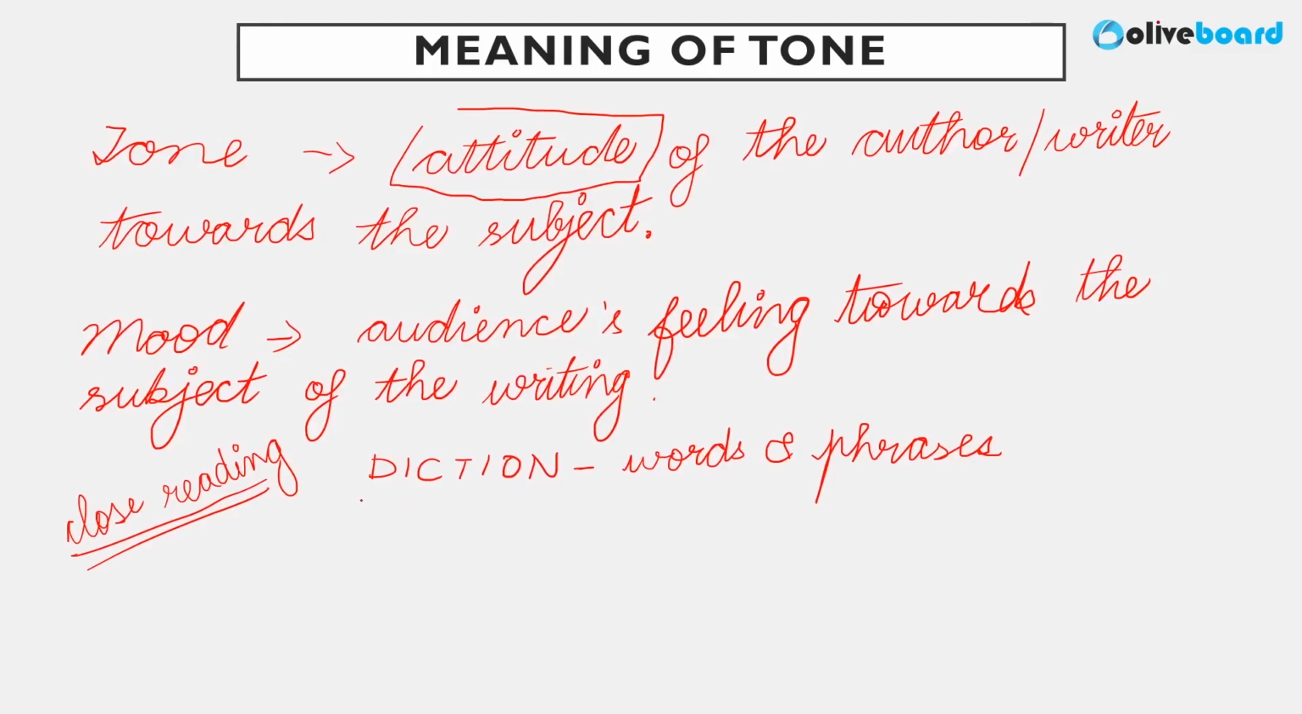Okay. Second thing what we can see is imagery. Now what is this particular thing? It is a perception created by the author's words.